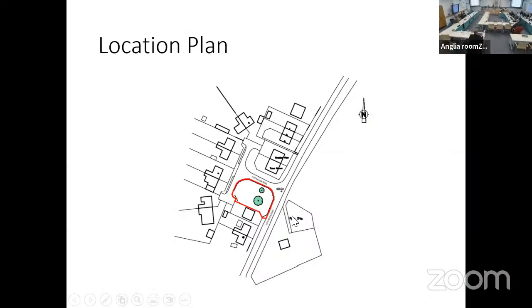Okay, so here is the site plan. So here is the red line. So here is the site here, and it's surrounded by residential dwellings all along here. So this is Tottenham Road here, and that's also Tottenham Road here as well. So this is a cul-de-sac. There are two existing trees on site.